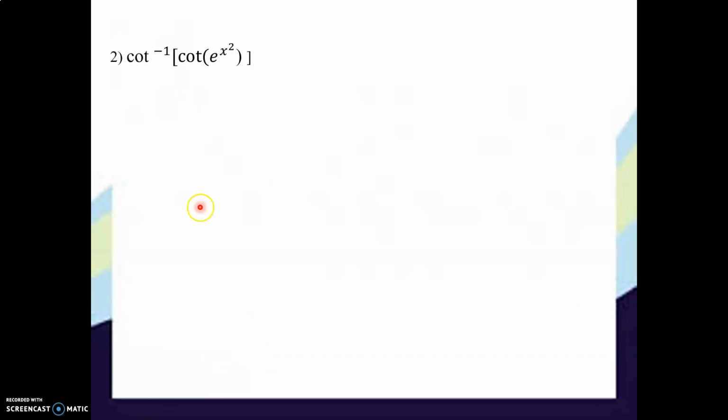Next question is cot inverse of cot of e raised to x square. In this type of question, you have to check the outside inverse function and inside function. If both are same, then you can cancel it. So we will not take derivative first. We will just take the function like this. So y is equal to e raised to x square. So here cot inverse and cot cancel. So y, e raised to x square, is the function here now.